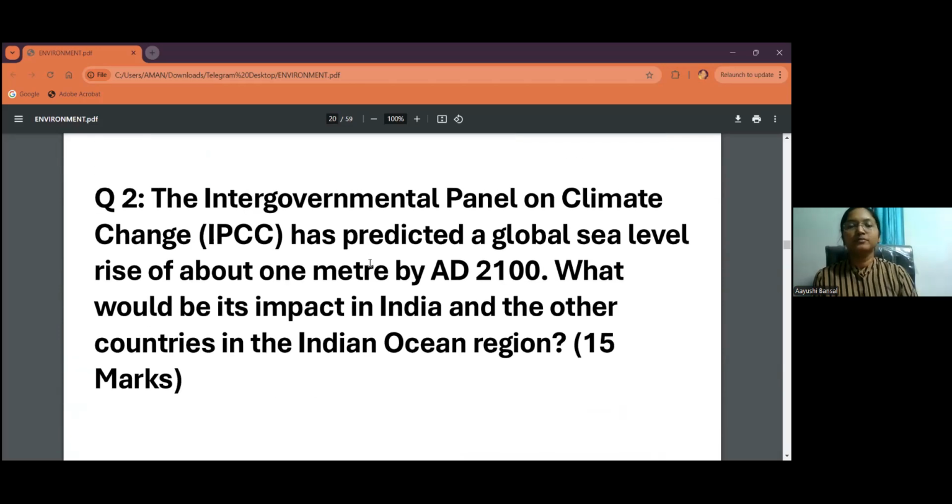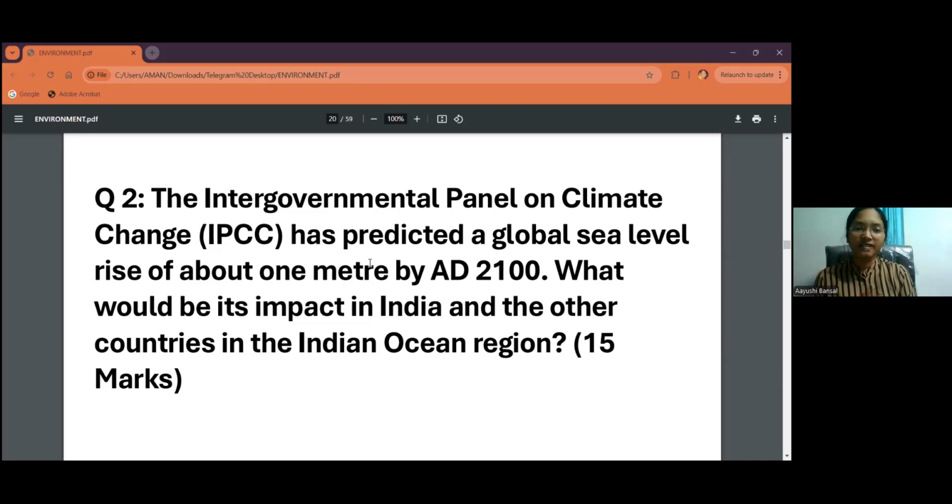Yes, this one. IPCC has predicted a global sea level rise of about 1 meter by AD 2100. So this is the context of the question. What would be its impact in India and the other countries in the Indian Ocean region? So we'll go by step one, understanding the question very clearly. We cannot go away from the question. Now this question is talking about global sea level rise of 1 meter by 2100. They have actually given us data in the question itself.